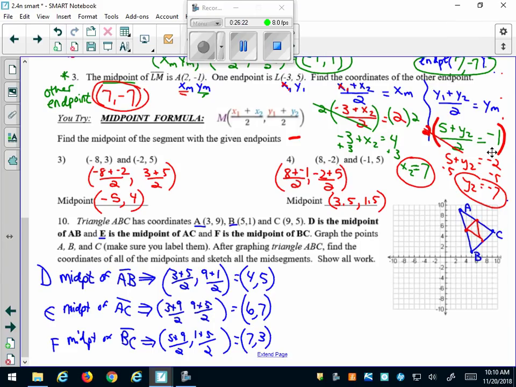Okay, so there's a practice attached to this packet. You can have the rest of the period to work on it, and whatever you don't finish will be for homework.